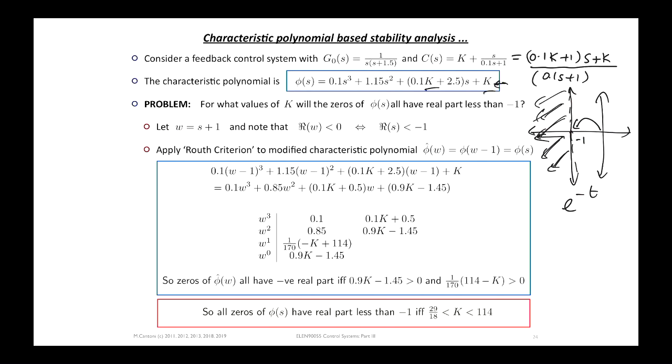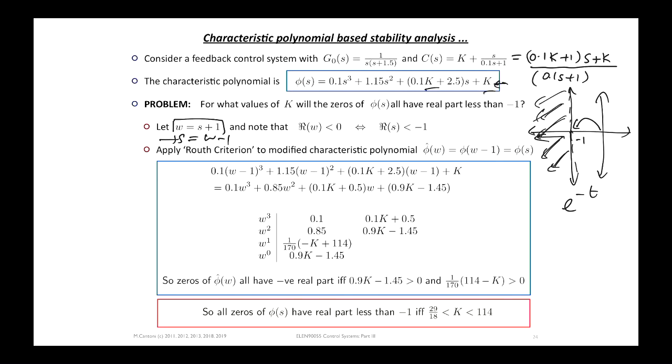Okay? So the real part of W will be less than 0 if and only if the real part of S is less than -1. Okay, so if we define a new polynomial now as a function of W in the way shown here. Okay, so we evaluate the original polynomial at S equals W minus 1.